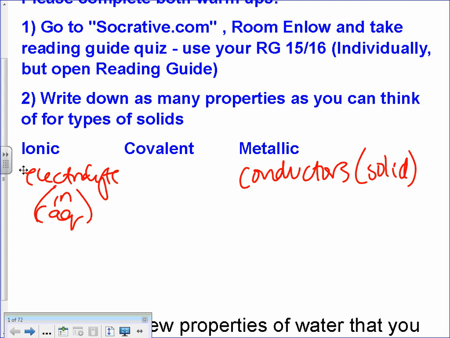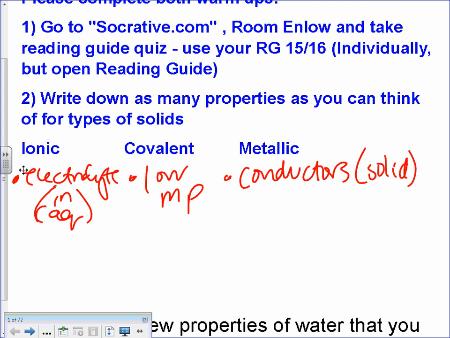Okay, give me a property of covalent. On this side of the room. Anybody over there? Killing me, people. Covalent. Give me a covalent property. Low melting point. Great. Okay, so like butter. All right. Low melting point. All right, give me another property of ionic.